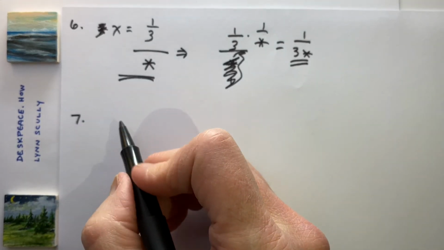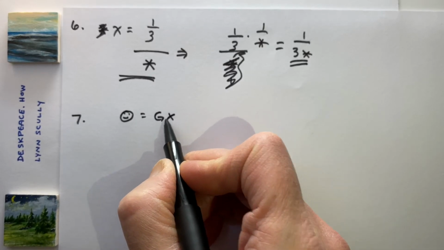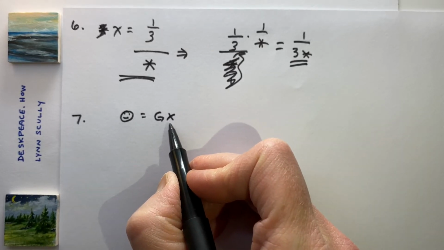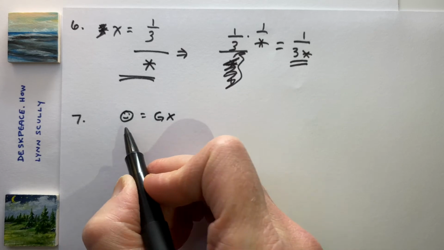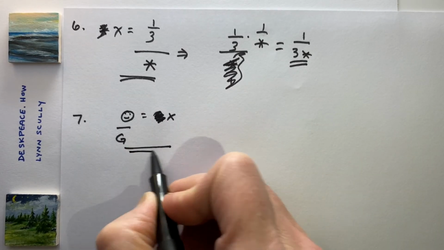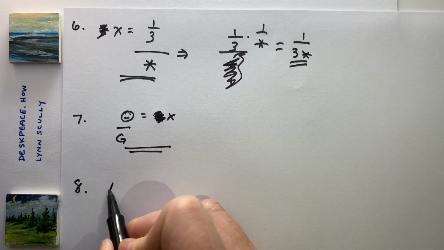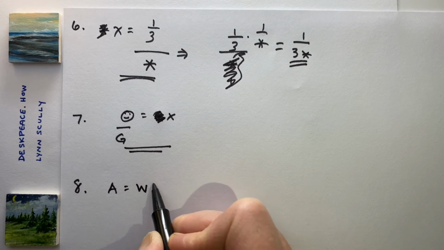Number 7, I have happy face equals gx. Here's my unknown. I want to get it alone. G's attached by multiplication. Move it by division to the other side of the equal sign. Done. Number 8, a equals wx.